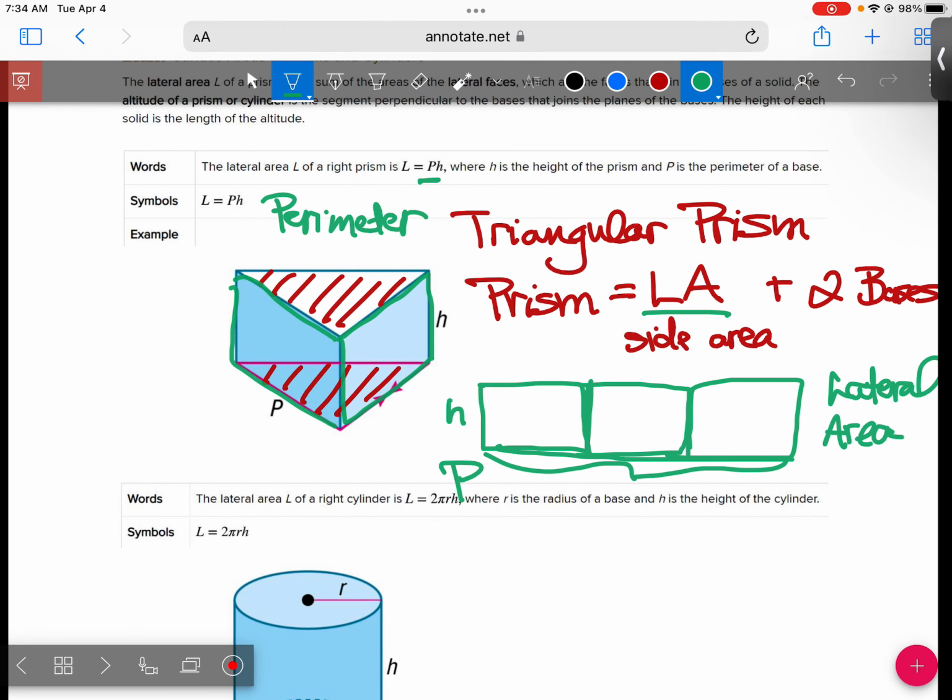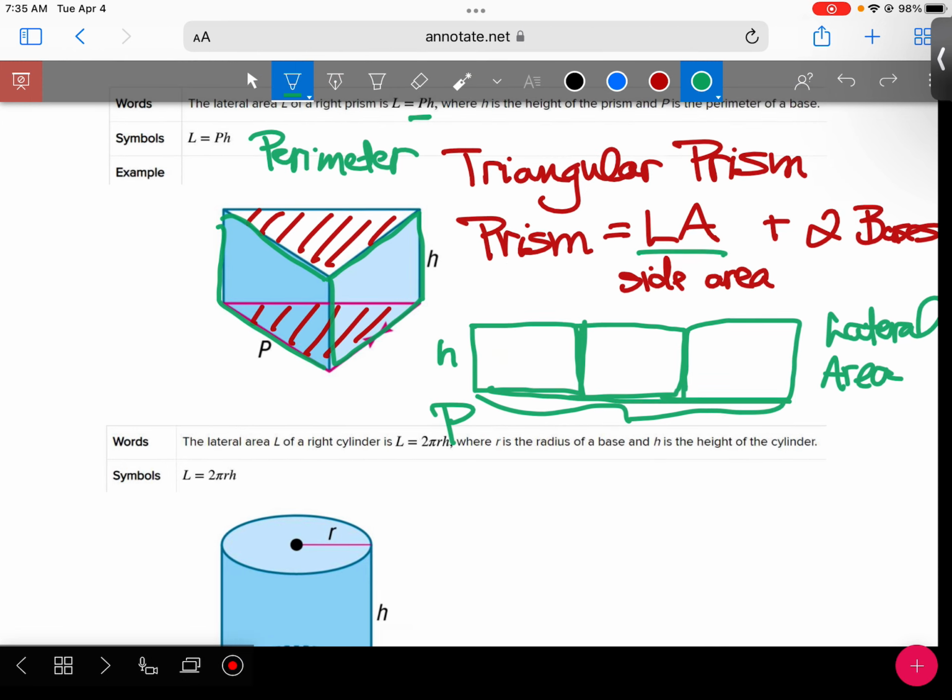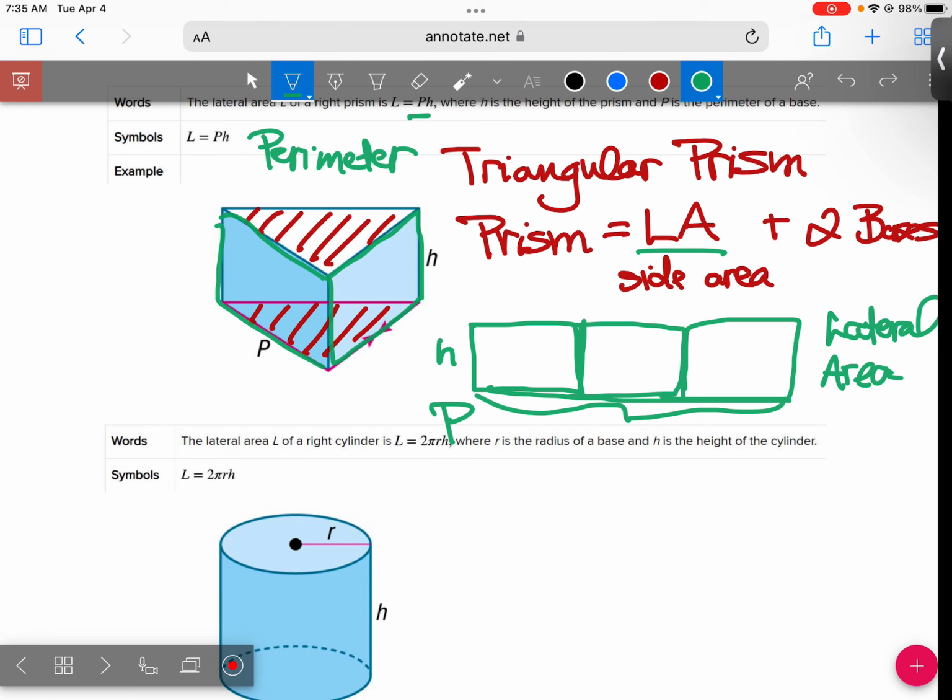Is the last word, it says boxes? It says lateral area. Oh, yes, up there in red, yes. Two bases. Bases, not boxes. So lateral area is the area along the sides.